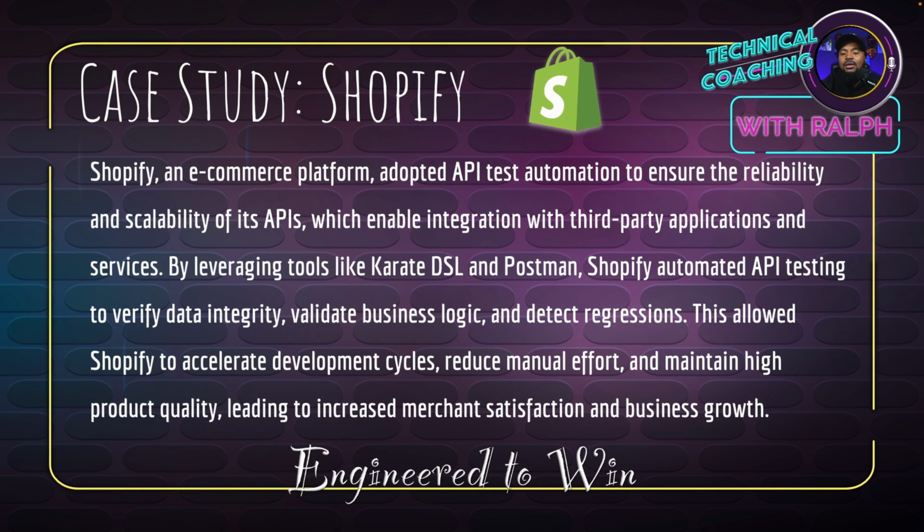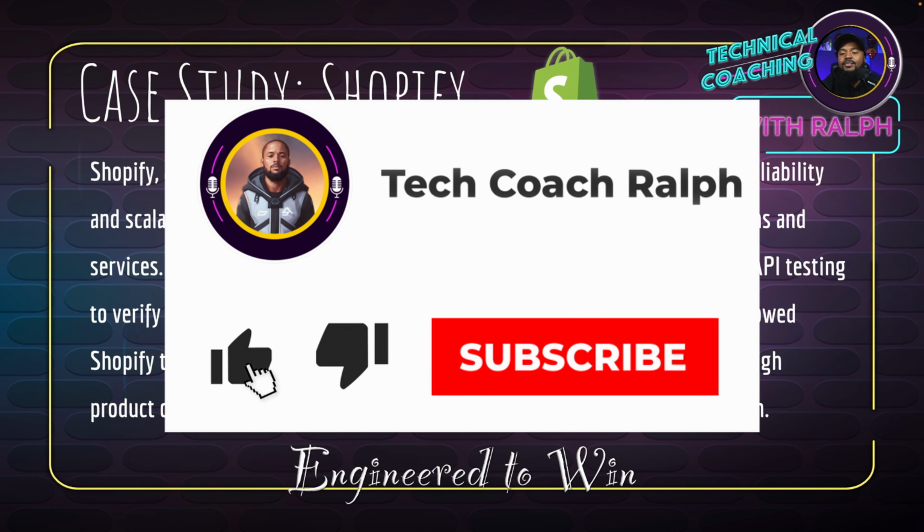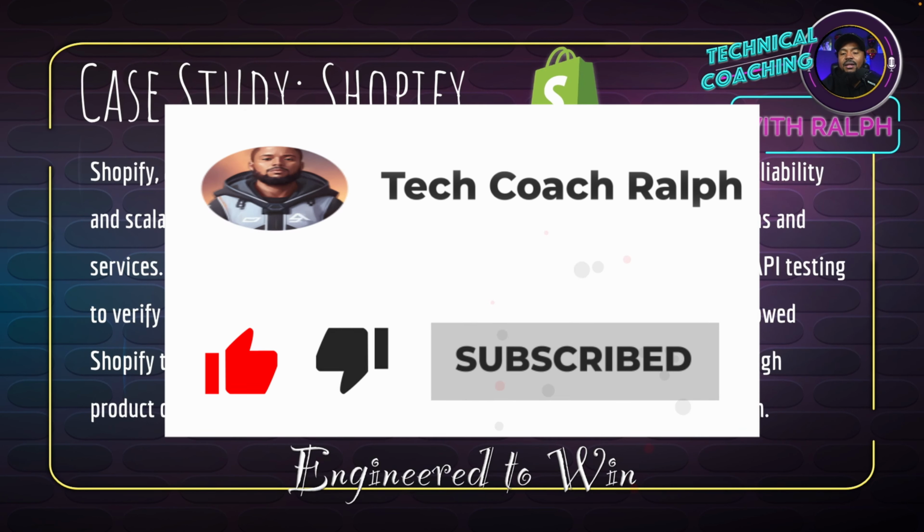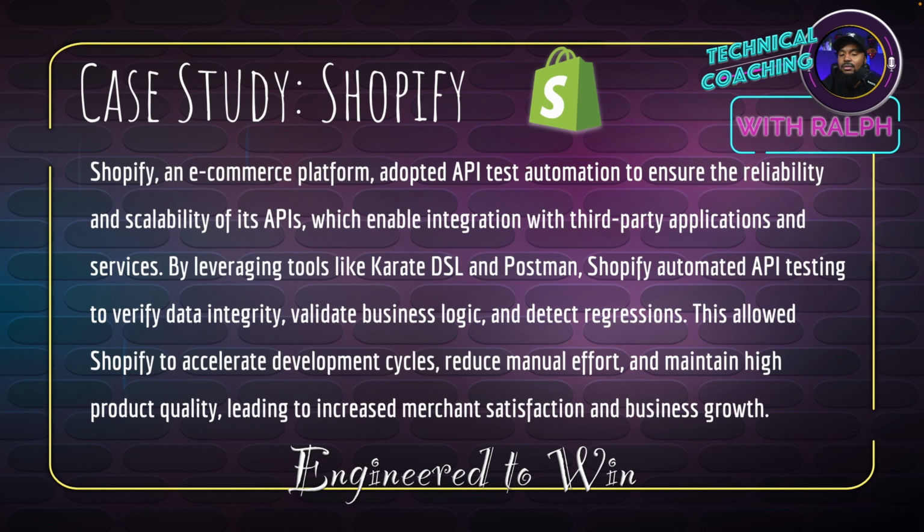By leveraging tools like Karate DSL and Postman, Shopify automated testing to verify data integrity, validate business logic, and detect regressions. This allows Shopify to accelerate development cycles, reduce manual effort. I'm going to read that again. Reduce manual effort and maintain high product quality. So imagine that, reducing manual effort and still maintaining or increasing product quality, leading to an increase in merchant satisfaction and business growth.